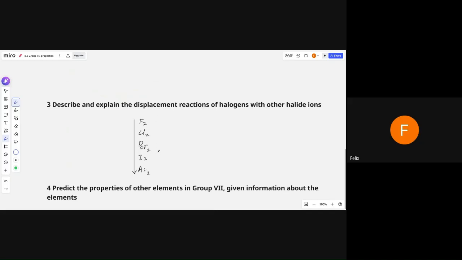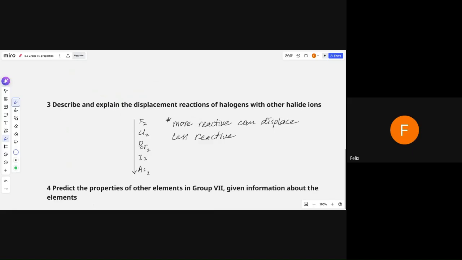Now, the more reactive can displace the less reactive, right? So remember that the more reactive can displace the less reactive, right? This is what you need to understand.